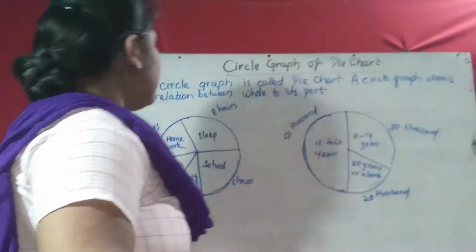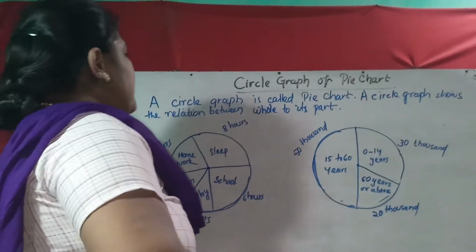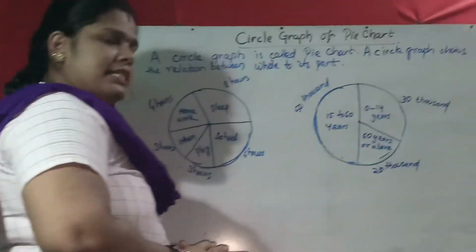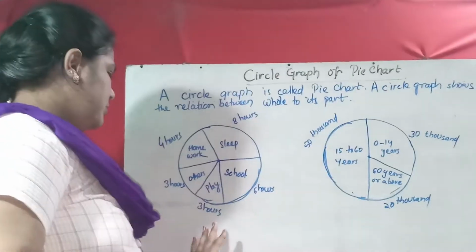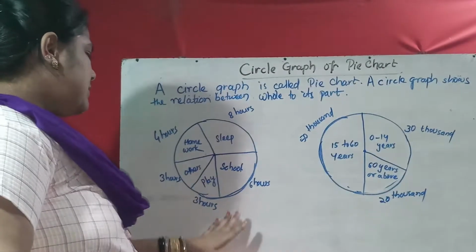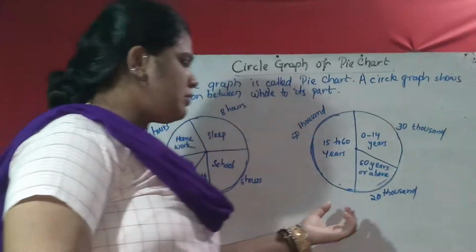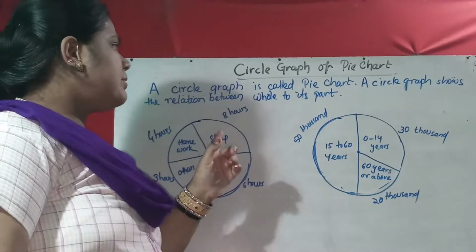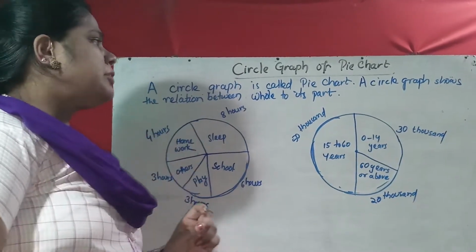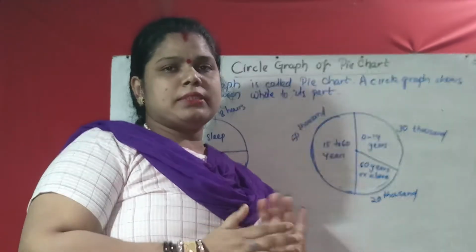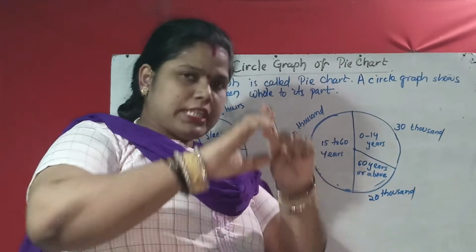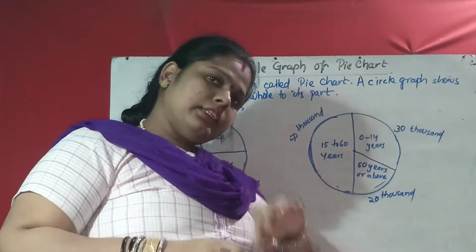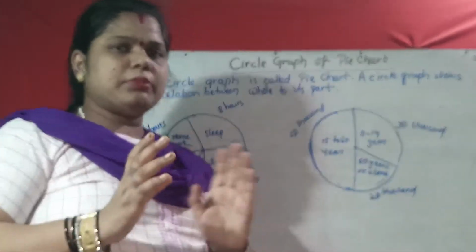What is a circle graph or pie chart? A circle graph is called a pie chart. I have drawn two pictures here. So this is one circle graph, this is also one circle graph. A circle graph shows the relation between the whole and its parts. Suppose we take a whole, then its part, the relation between the two.